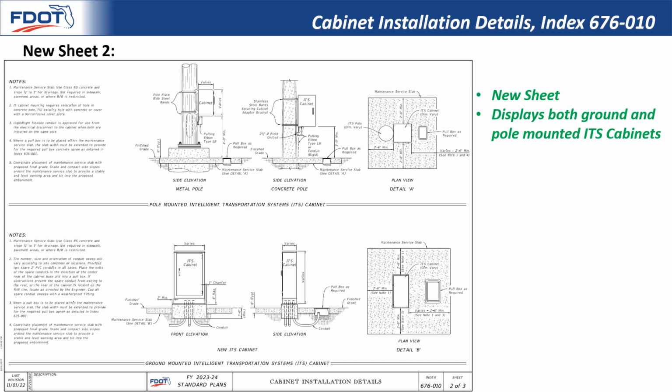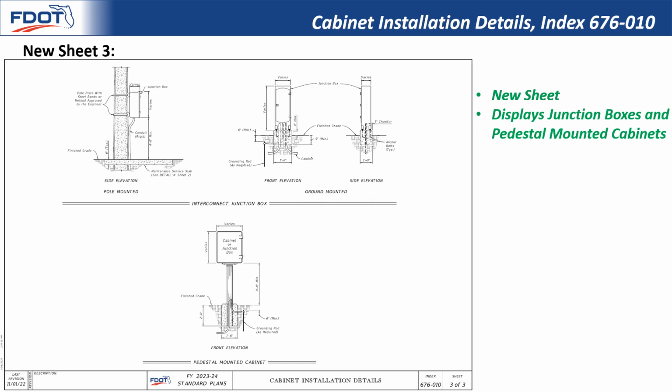Real quick, here's the new sheet 2 for index 676-010. We added the details for both ground and pole mounted intelligent transportation systems, ITS, cabinets and service slab requirements. Here's another new sheet for index 676-010. This is sheet 3, and it has two new details: the interconnect junction box and a pedestal mounted cabinet.